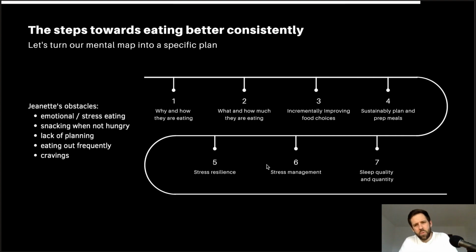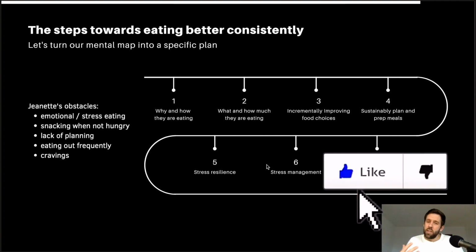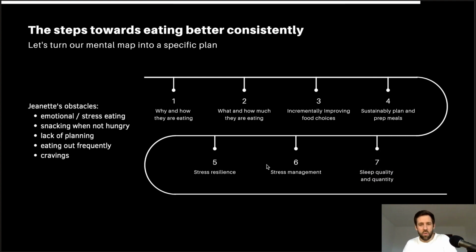Then improving food choices consistently. So that's where eating out frequently could come in. Okay, so instead of steak with fries, maybe we go with steak and salad, or maybe chicken breast and fries, or a combination of that. So suddenly we can see how these steps can inform our plan, and maybe there's something completely different.